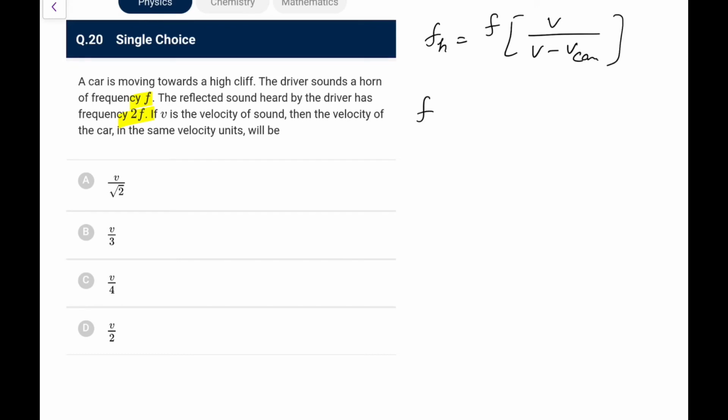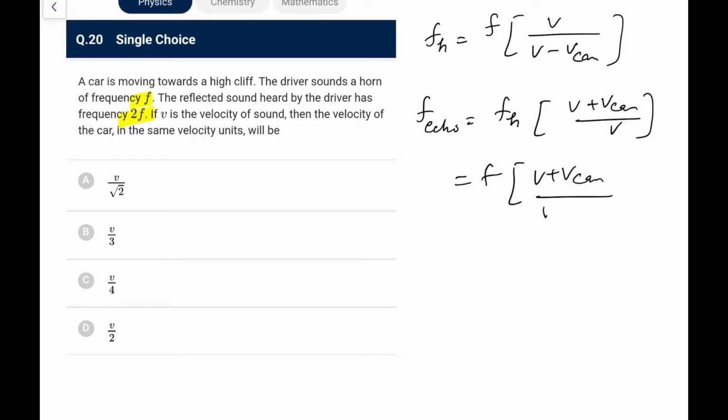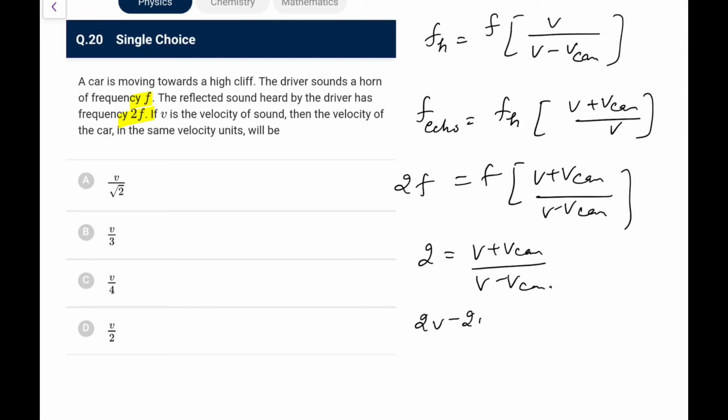Now the frequency of the echo heard, this is frequency from the hill, because the car is going towards it, would be V plus V car upon V, so that becomes F into V plus V car upon V minus V car. This is the last solved example of your NCERT that talks about this, and this is given as 2F. So 2 is equal to V plus V car upon V minus V car. So 2V minus 2V car is equal to V plus V car. So V is equal to 3 V car, so V car is V by 3.